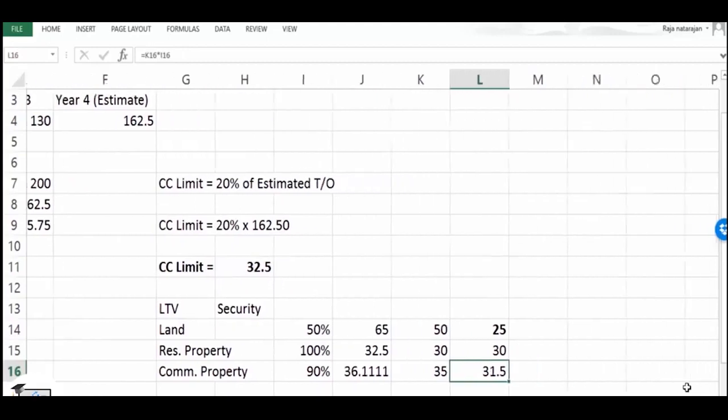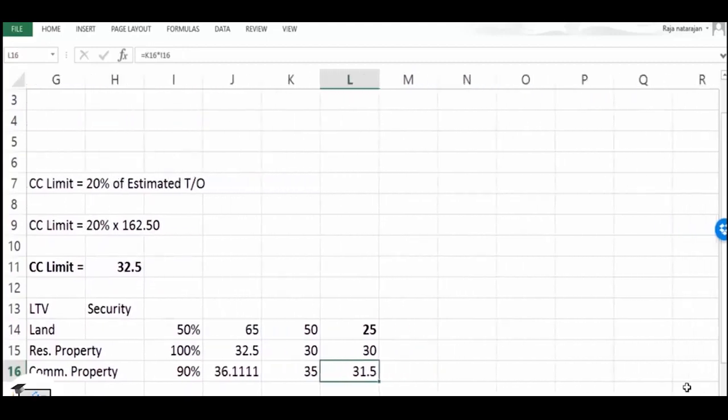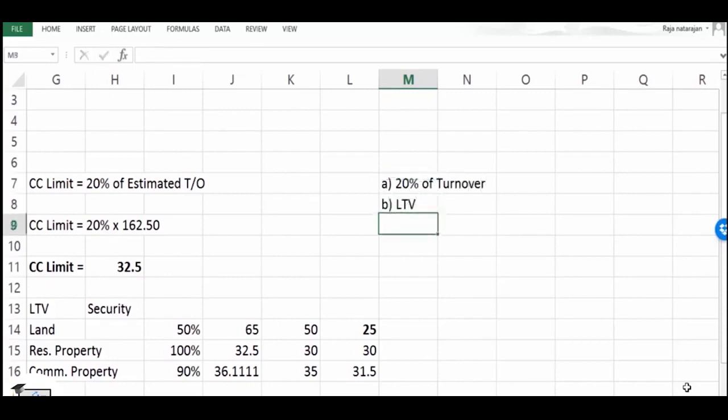So to sum up, how the banks would sanction cash credit facilities. Number one, they'll see say 20% of turnover. Number two, they'll be comparing the LTV and they'll take a decision whichever is lower.